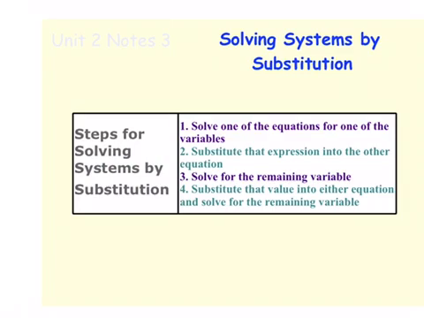Step 1, we want to solve one of the equations for one of the variables. So that means that we either want an x equals or a y equals happening. Step 2 then is we substitute that expression into the other equation. Step 3, solve for the remaining variable. And then step 4 is substitute that value into either equation and solve for the opposite remaining variable.